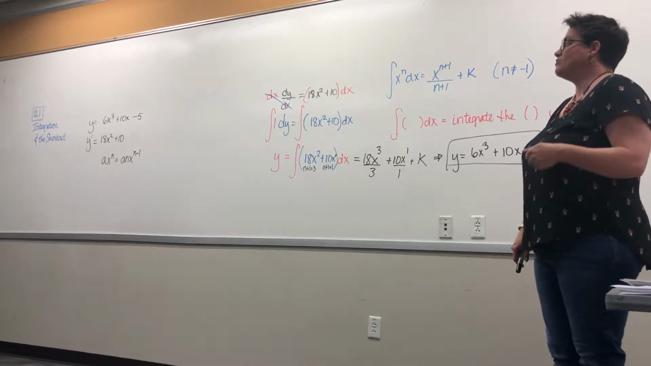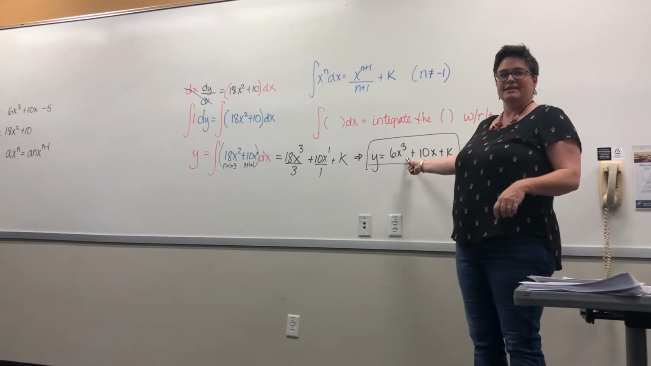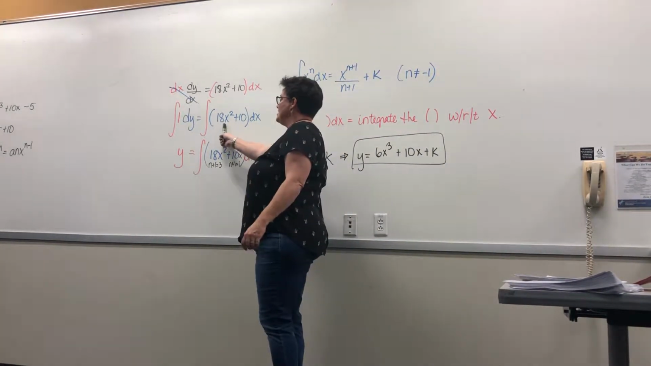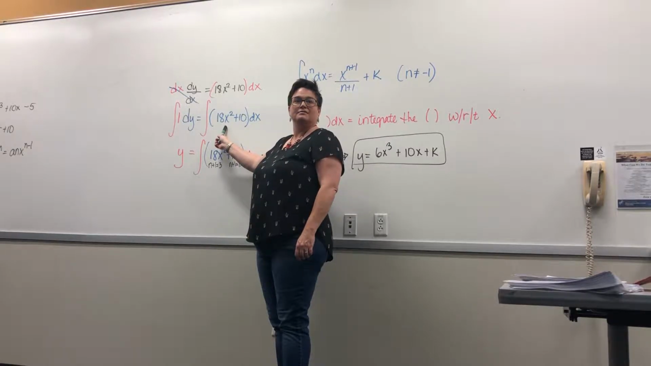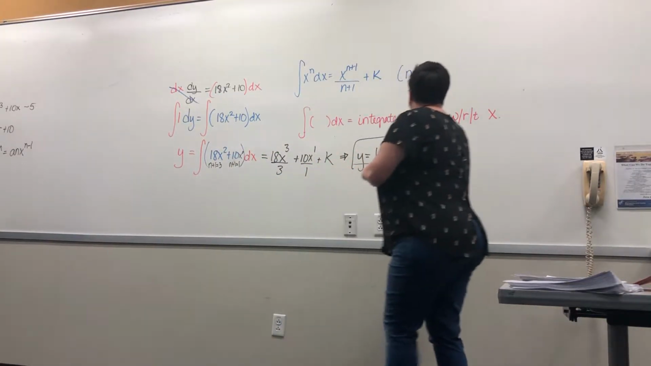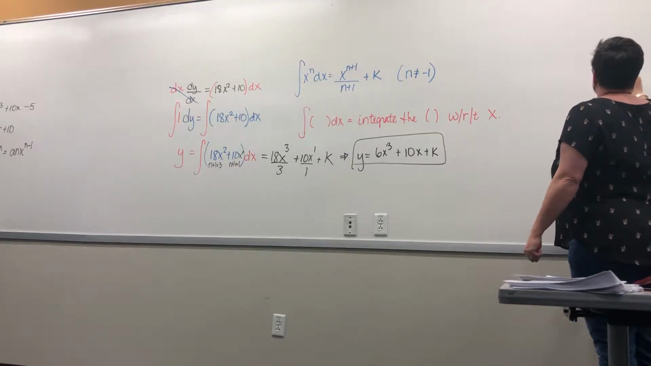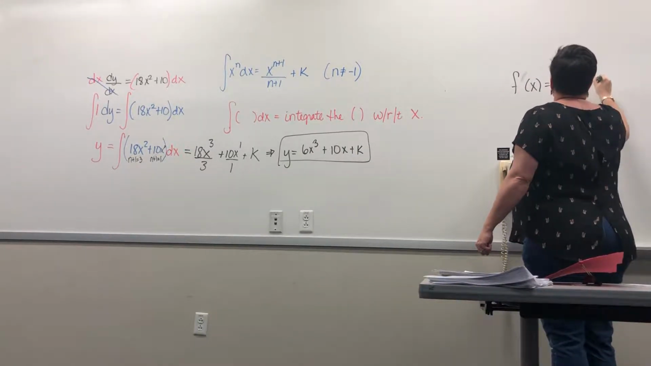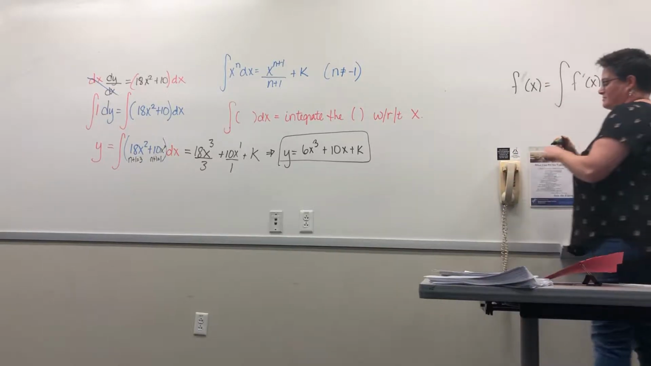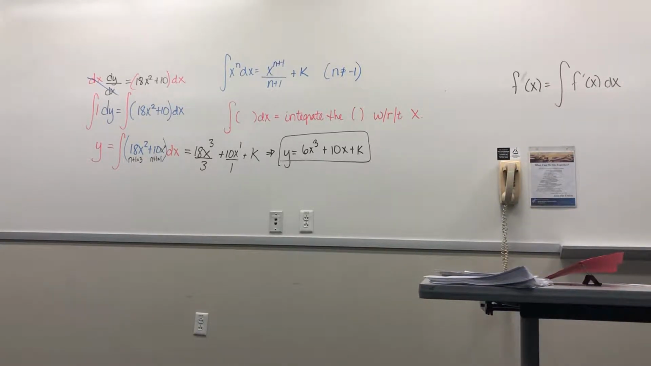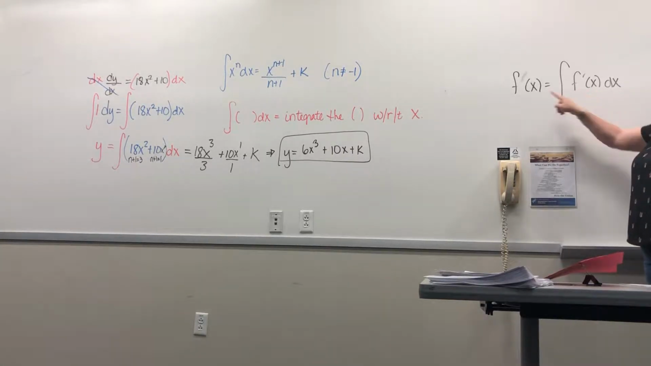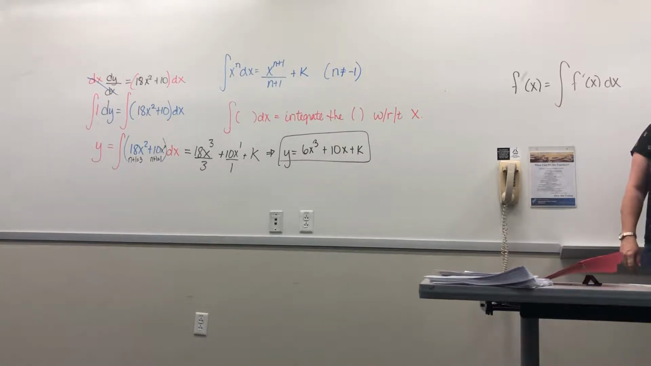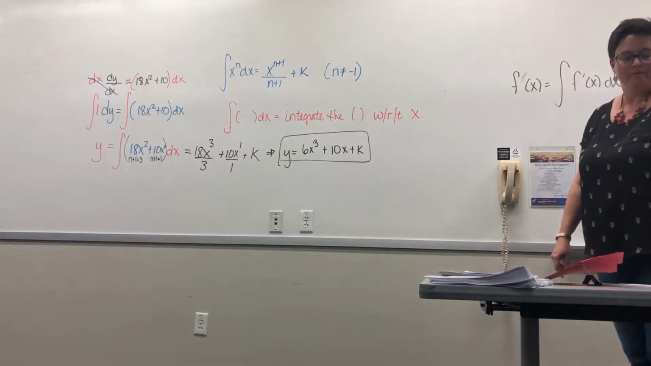If you ever need to know if you're right, take the derivative of your answer, and if it looks like the thing that you were asked to integrate, you're good to go, aren't you? Because f of x, not f prime, f of x equals the integral of its derivative with respect to x, doesn't it? If we take that derivative and we integrate it, we're gonna end up back where we were supposed to have started. So how do we find out the k? We'll get to that. It's a great question. We'll get there.